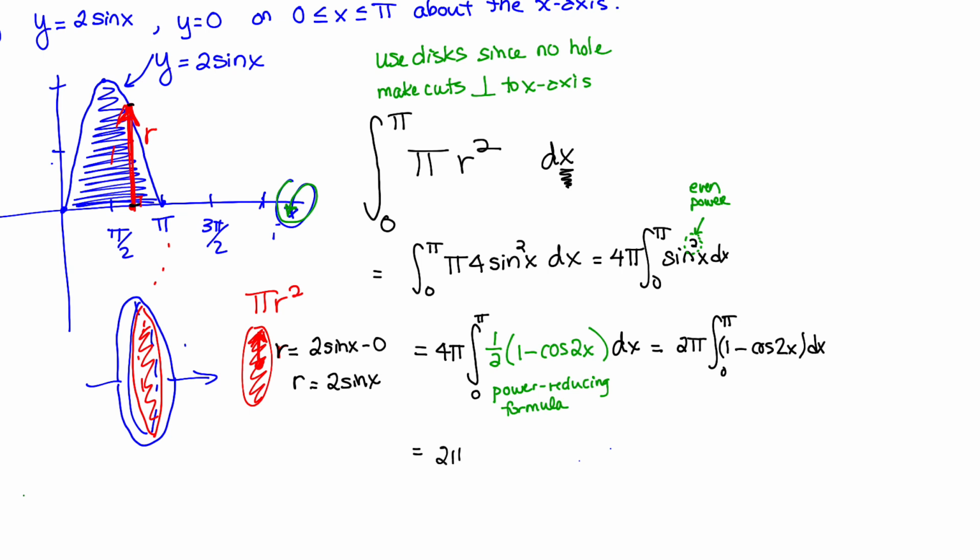Did you get 2 pi x minus 1/2 sine 2x? And if I'm not matching you, let me know. That's 2 pi times pi minus 1/2 sine of 2 pi minus 0 plus 1/2 sine of 0.